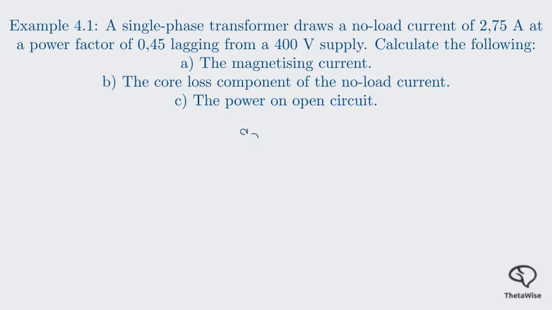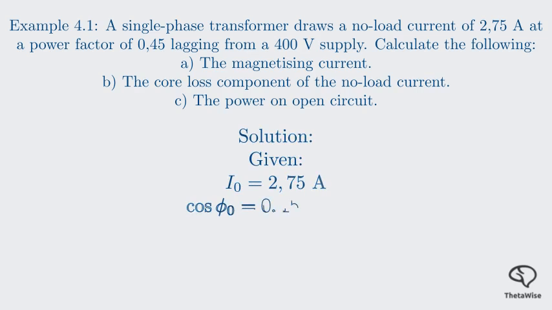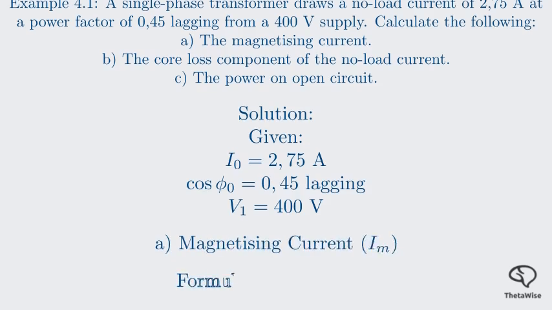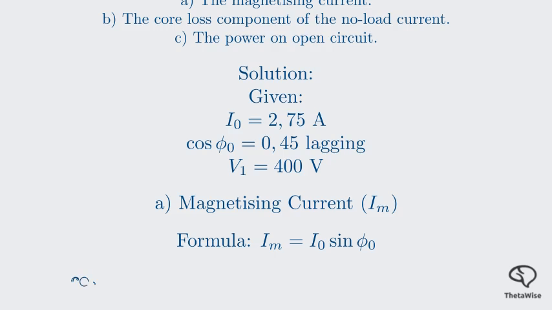First, let's write down what we are given. The no-load current I sub 0 is 2.75 A. The no-load power factor cosine phi sub 0 is 0.45 lagging, and the primary voltage V sub 1 is 400 volts. Let's solve for the magnetizing current, I sub M. The formula is I sub M equals I sub 0 times the sine of phi sub 0. We know I sub 0, but we don't know phi sub 0. However, we know the cosine of phi sub 0 is 0.45.